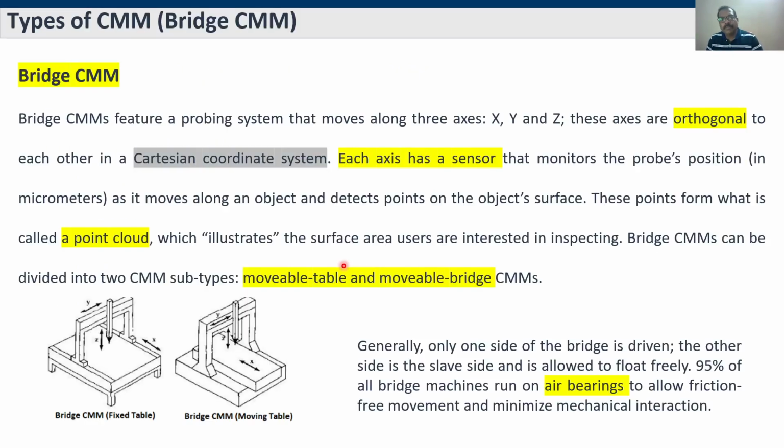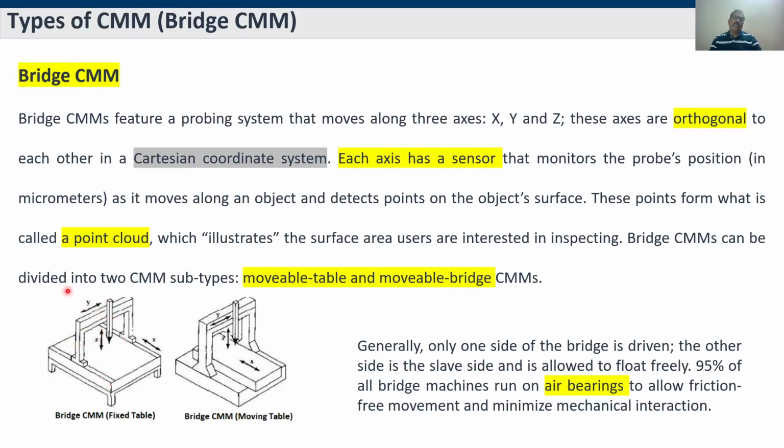First one, the bridge type CMM. Bridge CMMs mainly feature a probing system that moves along the 3 axes XYZ. Each axis is orthogonal to each other. We should remember that since it is Cartesian, the axes are orthogonal to each other. X, Y is orthogonal, Y, Z is orthogonal, and X, Z is also orthogonal in the Cartesian coordinate system.